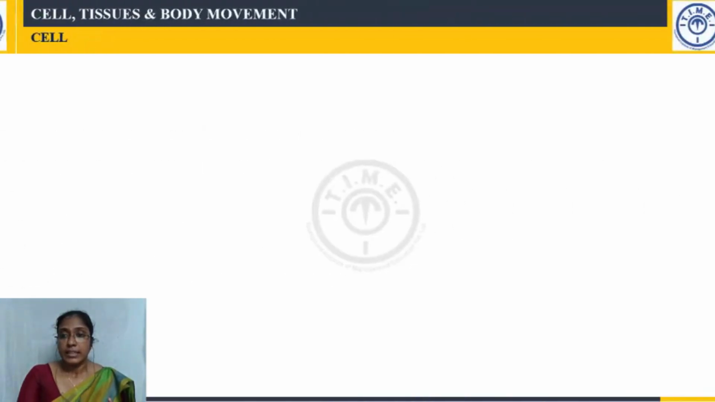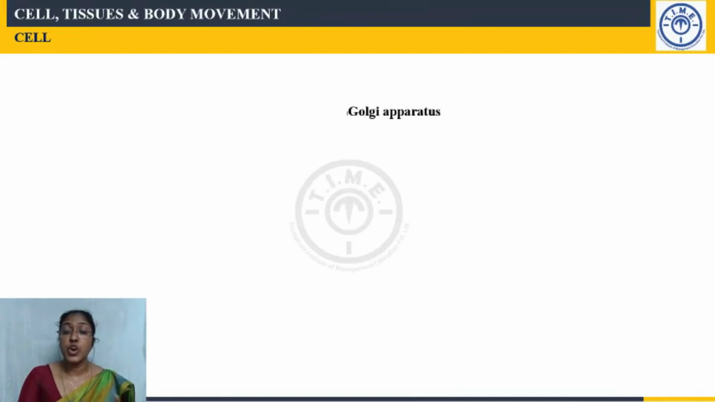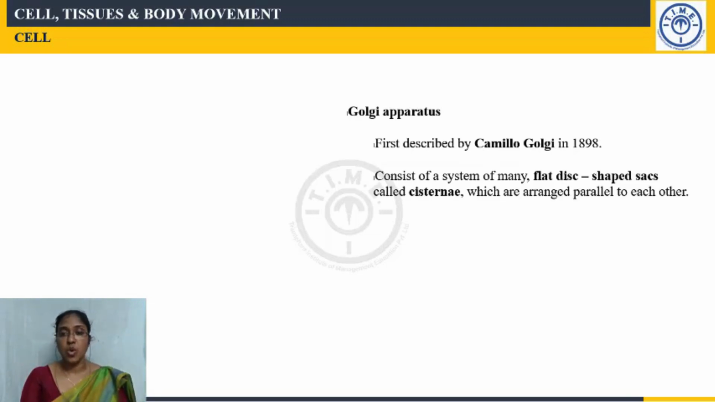Then moving on to the Golgi apparatus. What is that? So the endoplasmic reticulum is over and ribosomes are over. Now we are going to talk about the Golgi apparatus. It was first described by Camillo Golgi in 1898. So what is the shape? It consists of a system of many flat disc-like structures.